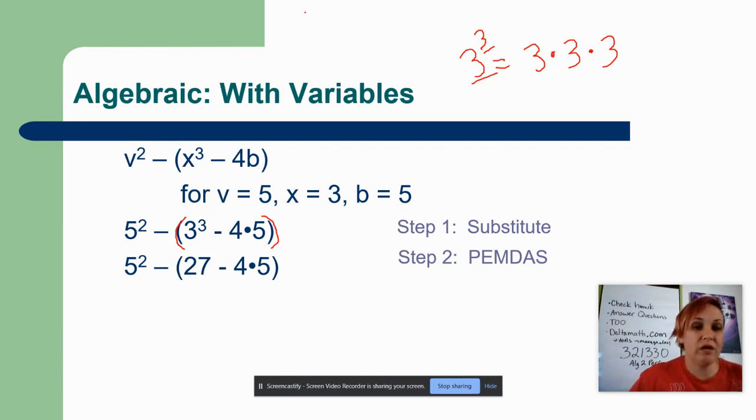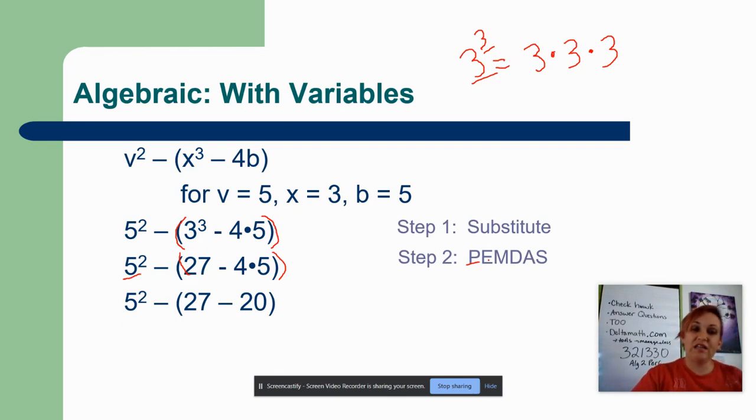Next, I'm still working in my parentheses. I've taken care of the exponent. Between subtracting and multiplication, the next thing I'm going to do is multiply. So next I'm going to multiply that 4 and that 5 together. Please notice that I did not do the exponents outside the parentheses because I'm actually still working on my letter P. I'm not to my letter E yet.